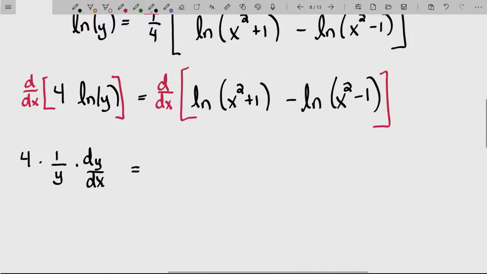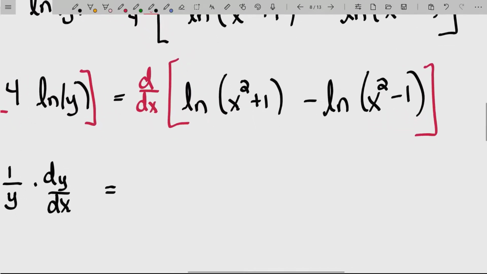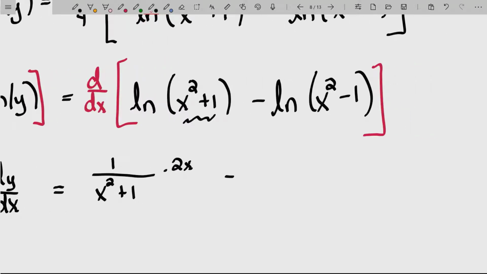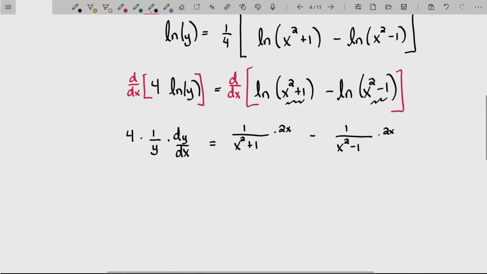And then on the other side, the derivative of natural log of something is 1 over that something times the derivative of the argument, the something, minus the derivative again of the natural log of something, which is 1 over that something times the derivative of, again, that something. And this is much easier to deal with.